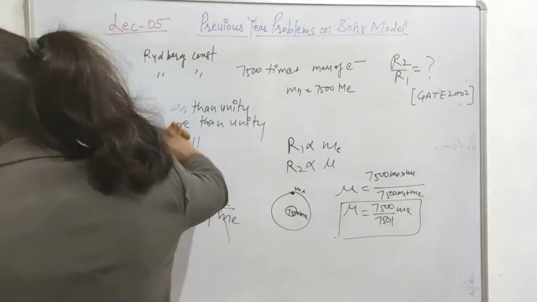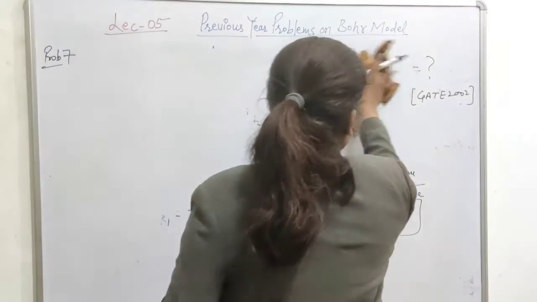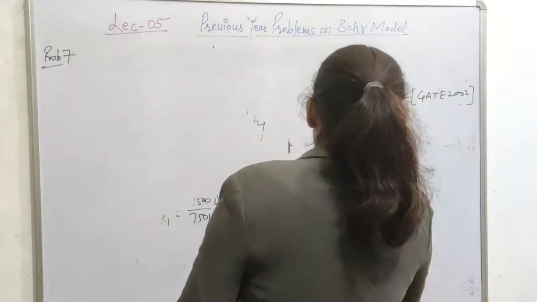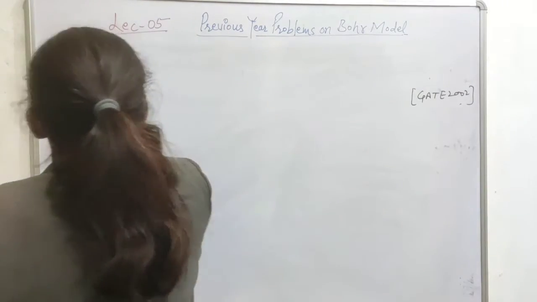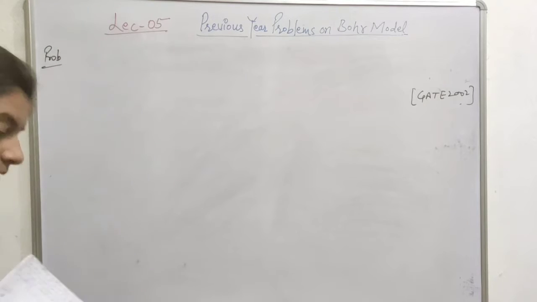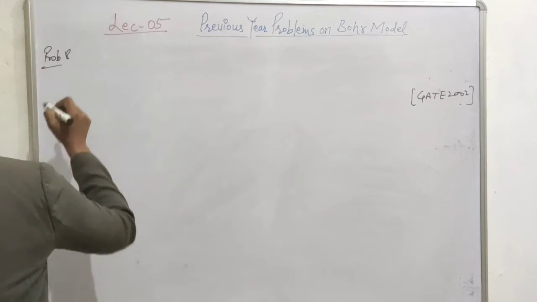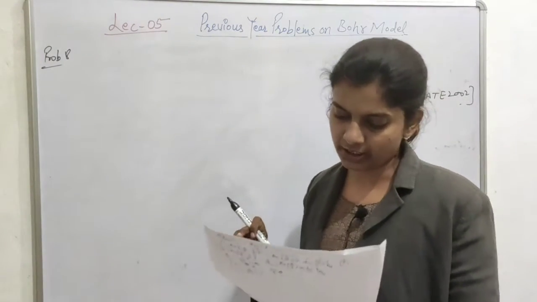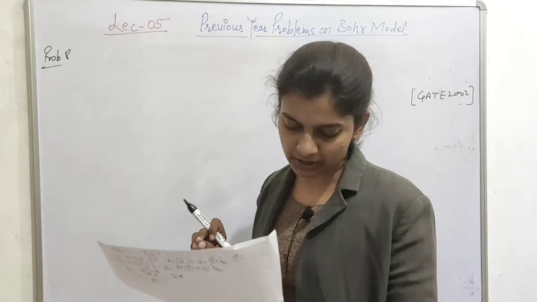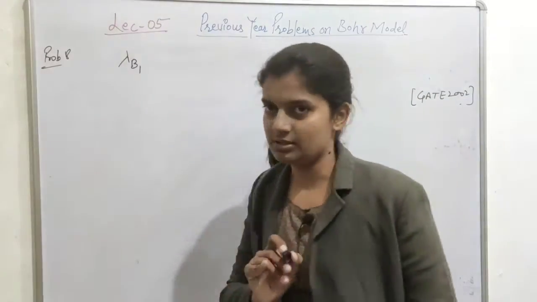The next question is on spectra. Problem number 8. I think this is the last problem of this lecture. Yes, this is the last problem of this lecture. So in this problem, what is given? The wavelength of the first line of the Balmer series in hydrogen's spectrum is lambda. Lambda is the wavelength of the first line of the Balmer series.